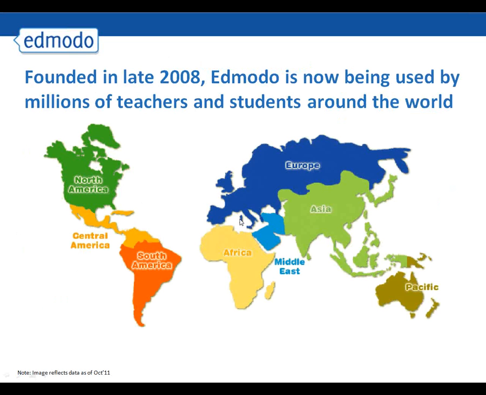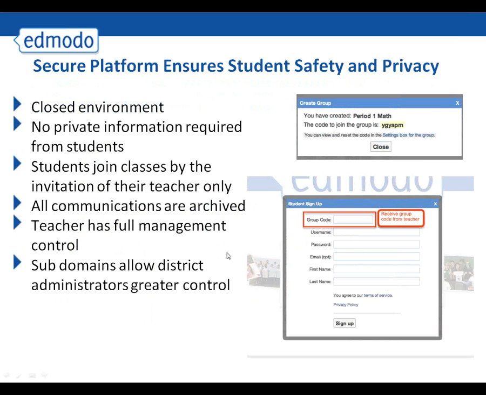Edmodo was founded in late 2008, and it's now being used by millions of teachers and students around the world. The secure platform ensures safety and privacy for students. It is a closed environment. The only way that students can get in is with a code from you. That's the only way they can create access. There's no private information required from students. Email is optional. They don't put in their birth date. They don't put anything in but a username and a password, and of course their first and last name.